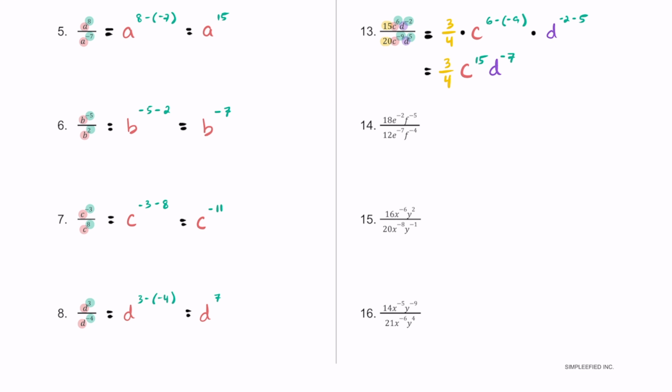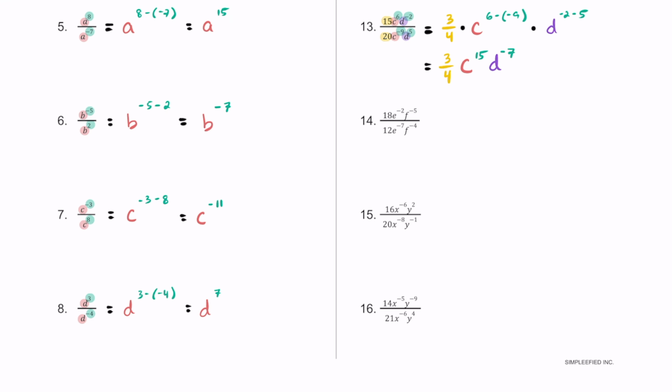Here's 14. 14 is pretty similar to the last couple examples, so we'll take care of these coefficients first, that's 18 and 12, and simplify them using their GCF. Then use that quotient rule with the base of e, and that quotient rule one more time with the base of f. Starting out with those coefficients of 18 and 12, their GCF is 6, so 18 divided by 6 will equal 3, and then 12 divided by 6 on the bottom is going to equal 2, so 3/2 is going to be our simplified coefficient.